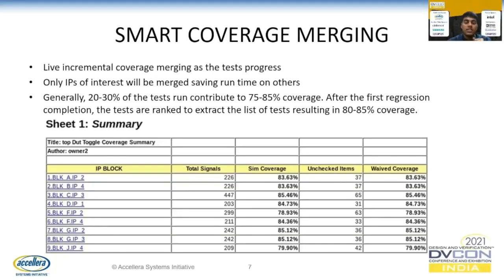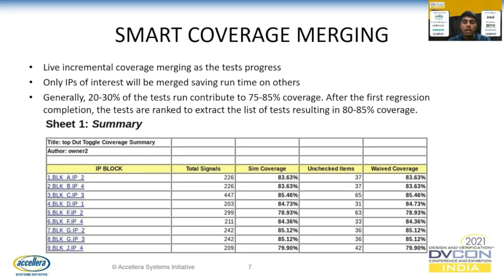The next feature is the smart coverage merging. As the tests with coverage enabled complete, their coverage is merged and published in the HTML. This saves a lot of time for engineers having to run and merge the coverage at their end. And this also saves licenses. So there are two features in that.